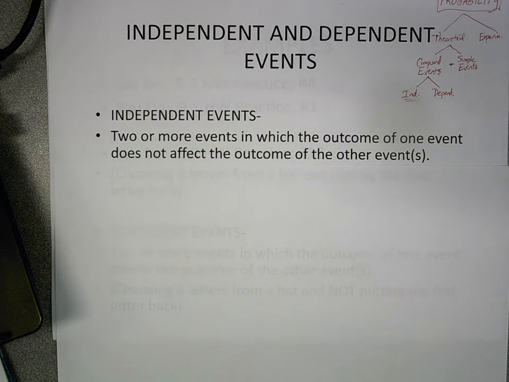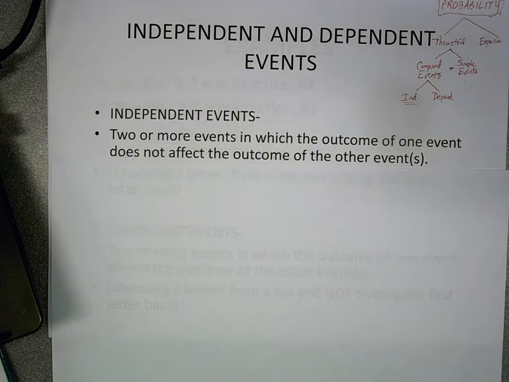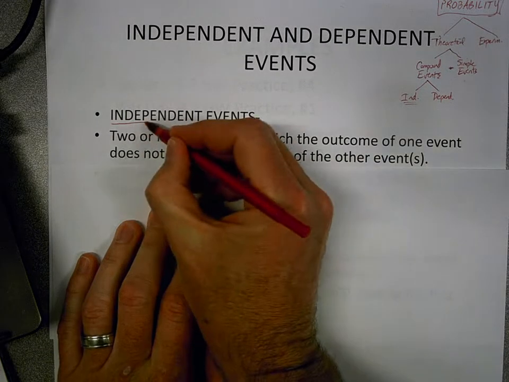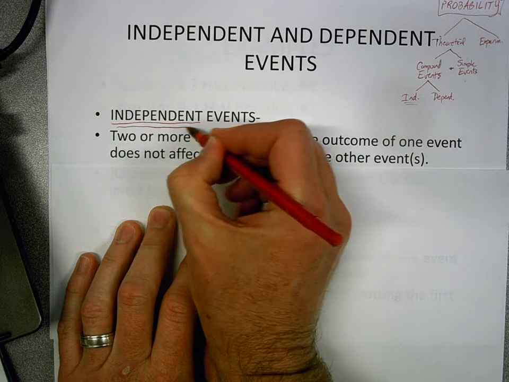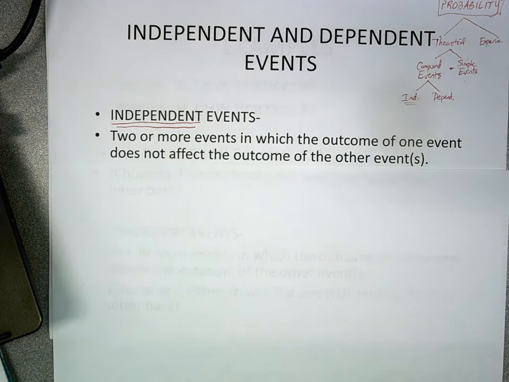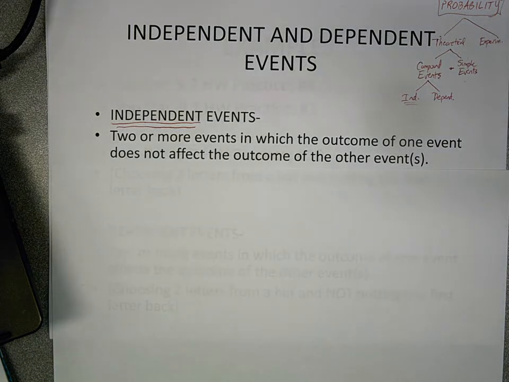Two or more events in which the outcome of one event does not affect the outcome of the other event. So those of you that are good in English class, good readers with good vocab skills, not talking about probability, I'm just talking about the English language. What does independent mean?